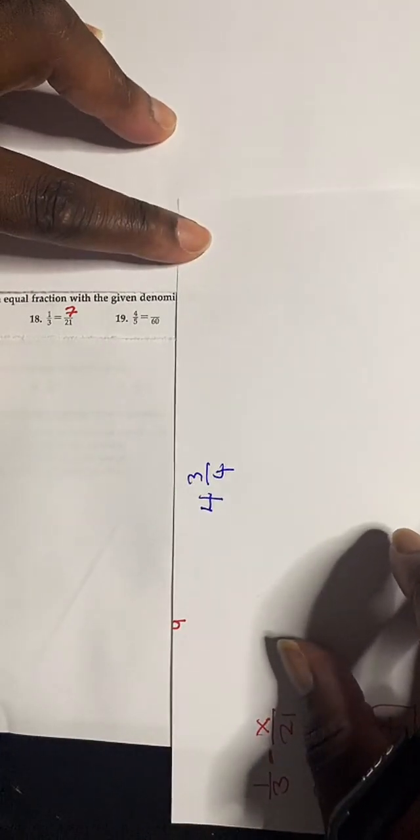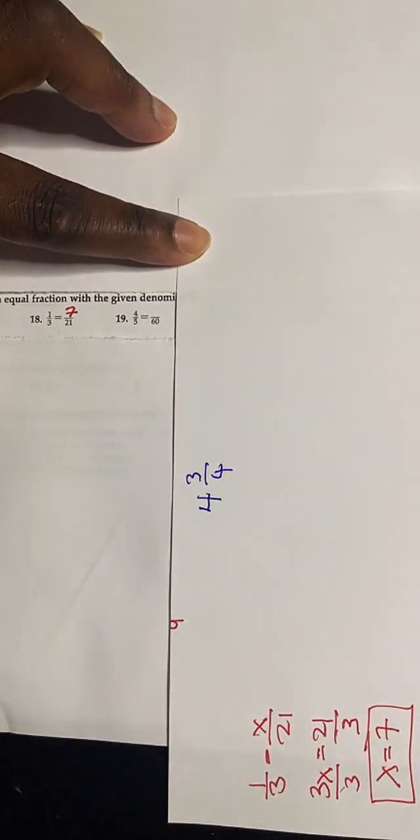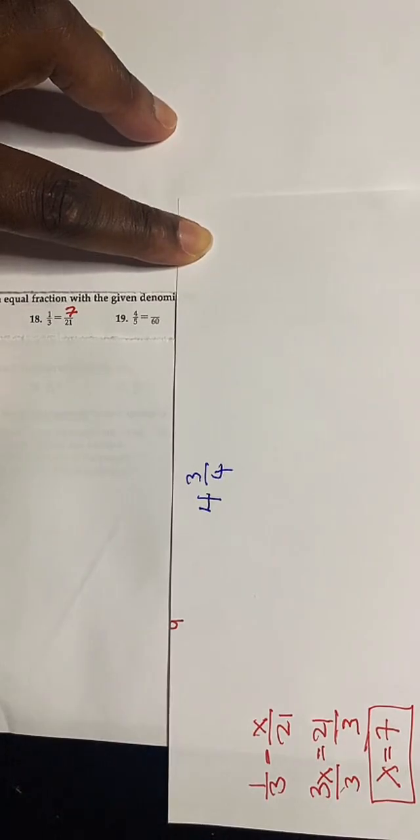All right, how about 19? What do we got? 4/5 equals something 60ths.